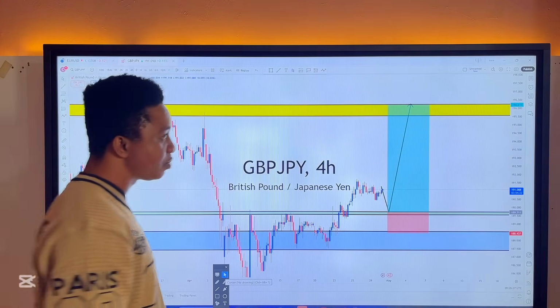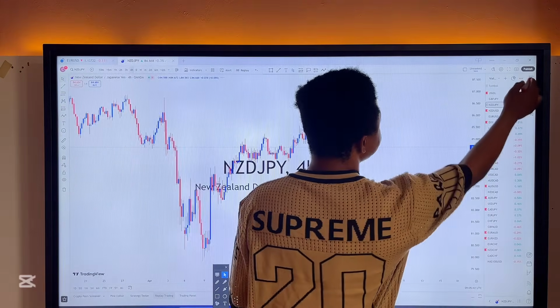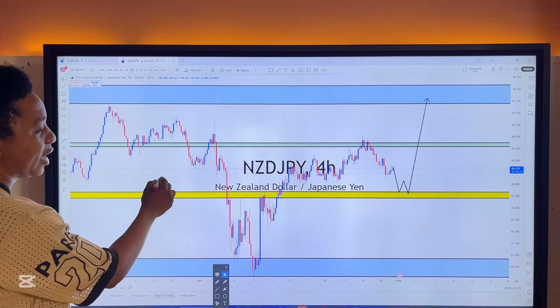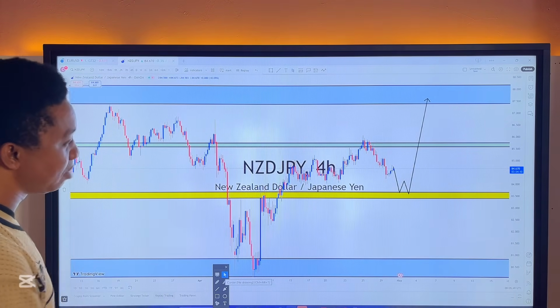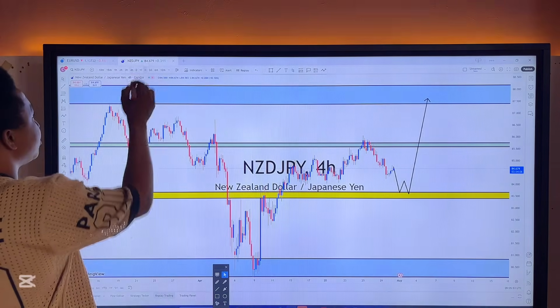All right, let's take it to the next pair. Right, so the next pair is going to be NZD JPY. Let's look at NZD JPY. So now this is also NZD JPY. I'm also looking for an opportunity to buy on this pair. But let's explain the buy entry or the buying opportunity behind this particular pair.